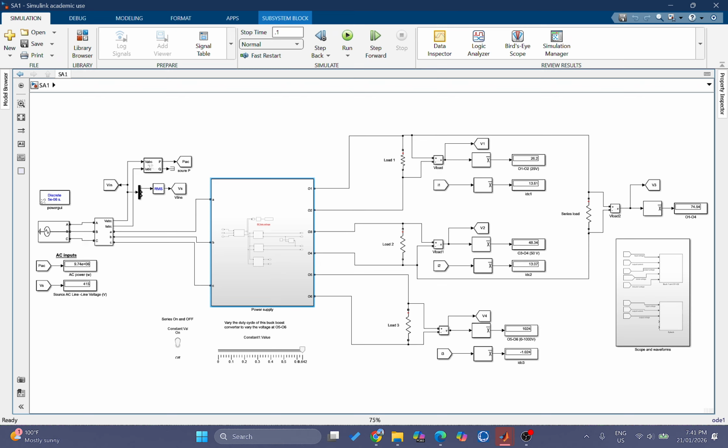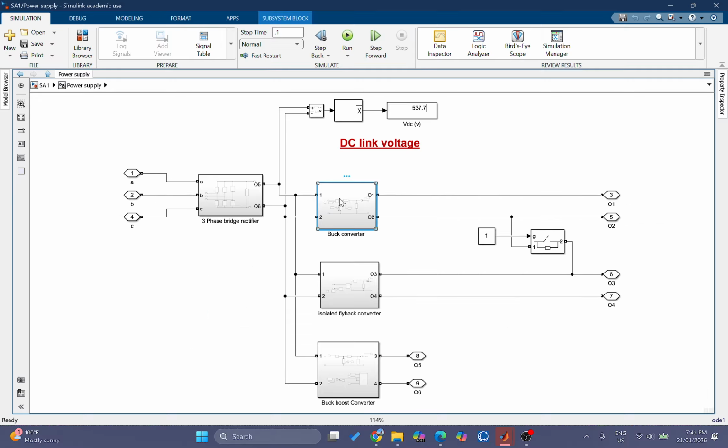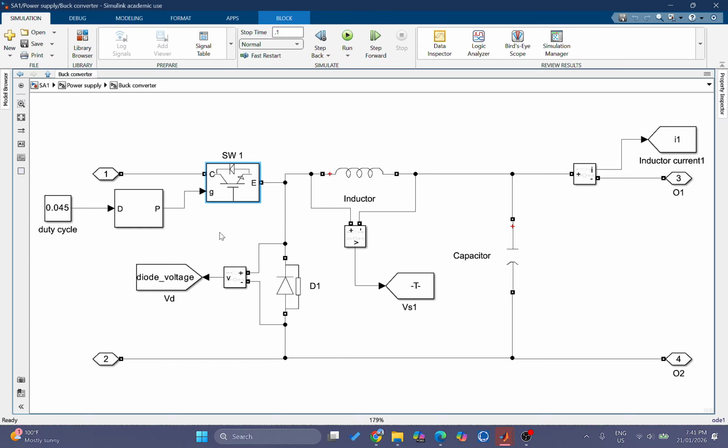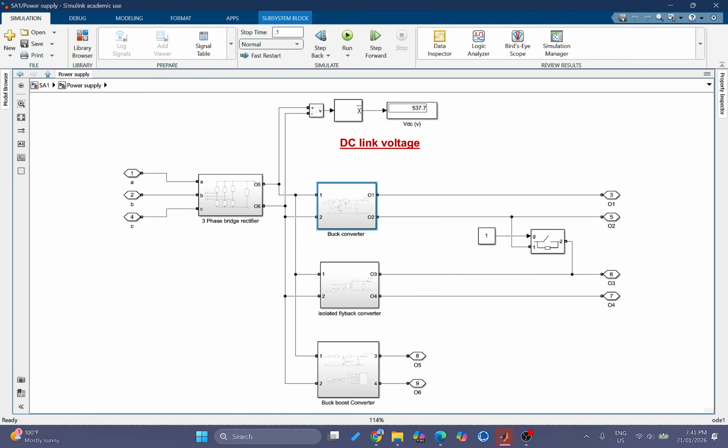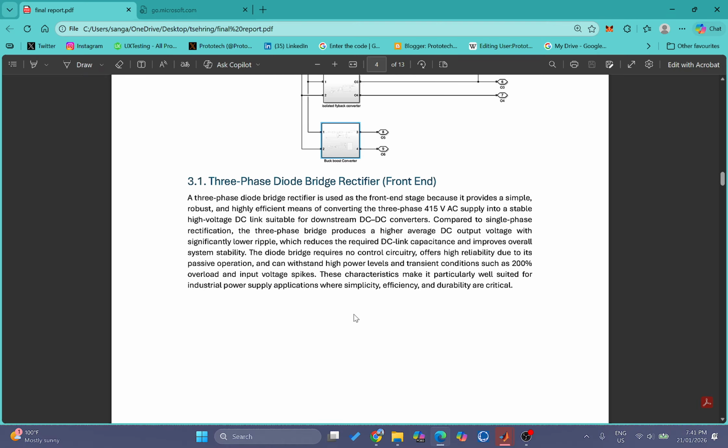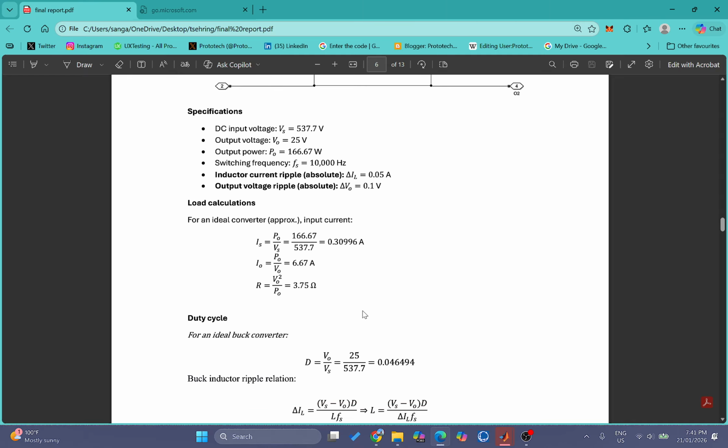For detailed inductor and capacitor values and for this PWM generator, you can just download and learn yourself. I'm going to share this file too.